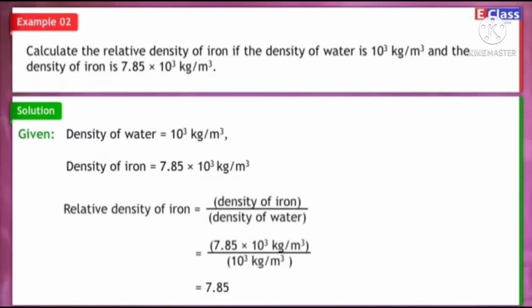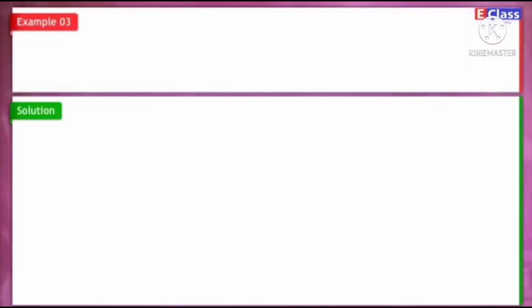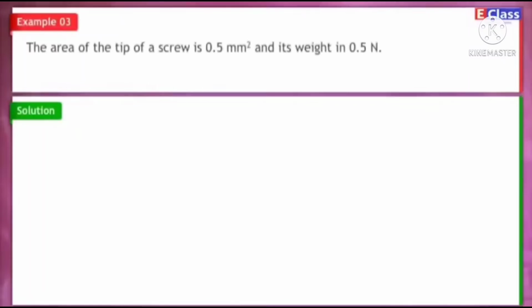Find the value. Relative density of iron is equal to density of iron upon density of water. Put the values in the equation. 10 raised to 3 and 10 raised to 3 get cancelled. The remaining value is 7.85. It has no unit.